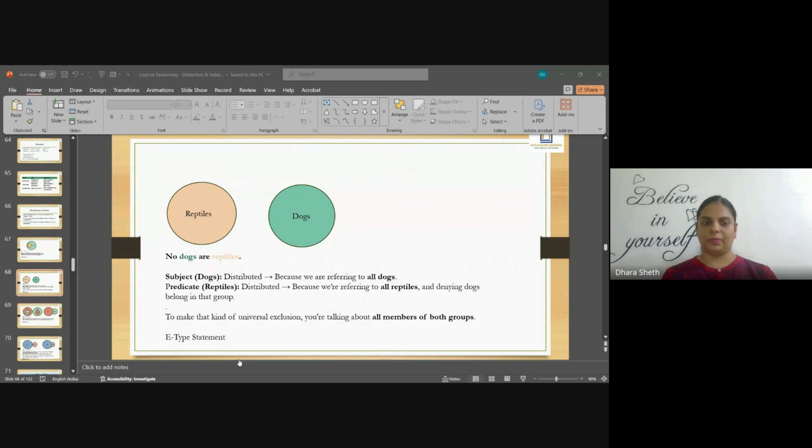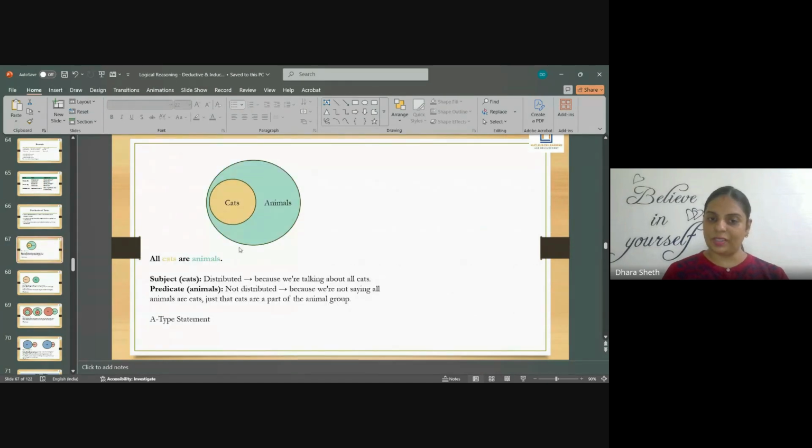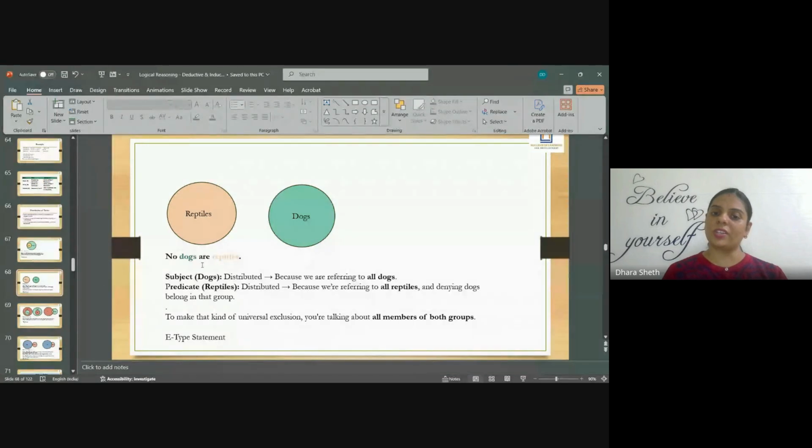Okay. So again, all cats are animals. We are talking about all cats. It is distributed. Animals not distributed. Here we are saying no dogs are reptiles. So no dogs, no reptiles. That means all dogs are not reptiles. All reptiles are not dogs. We are talking about all the members of each group. It's an E-type statement. And here both subject and predicate are distributed.